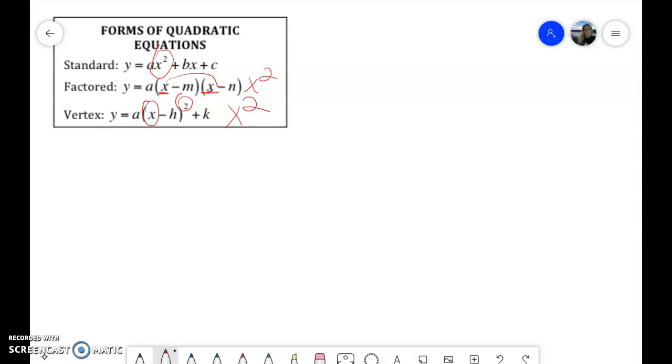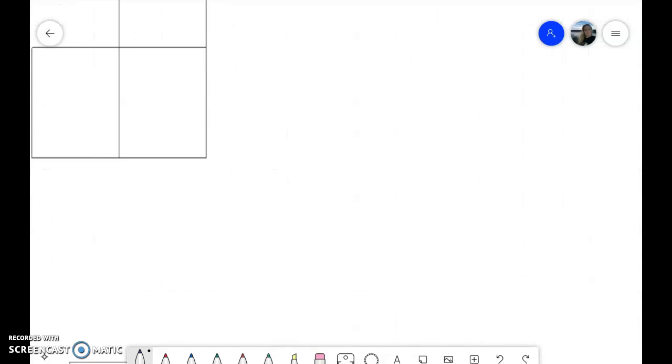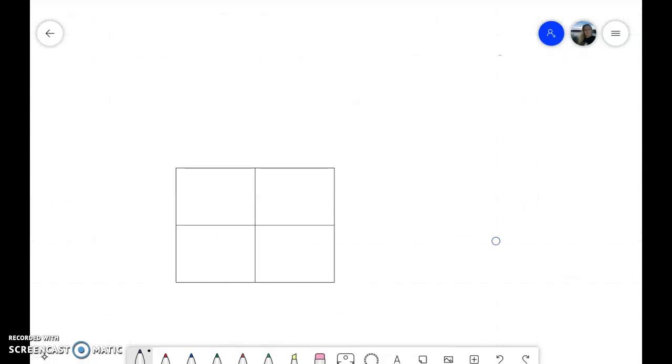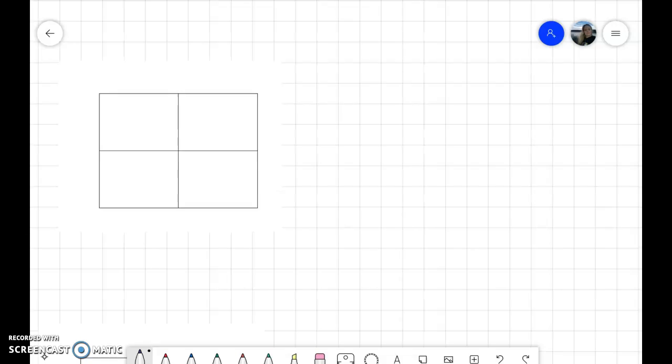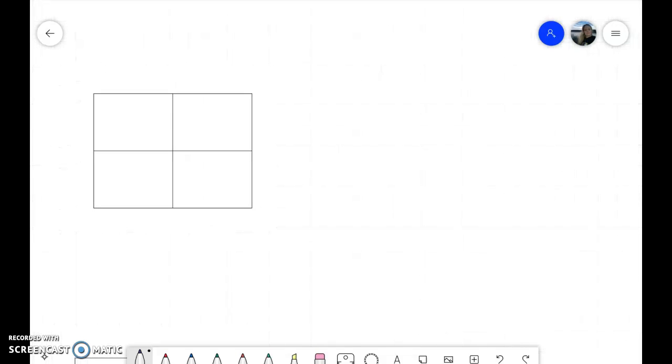Each of these three forms is a way we can express quadratics, and they all have their own unique qualities and benefits. But we're going to focus today on going from standard to factored form. And we're going to use a procedure called a generic rectangle to help us do that. So I'm going to get us started on one, and then I'm going to have you help me try one.